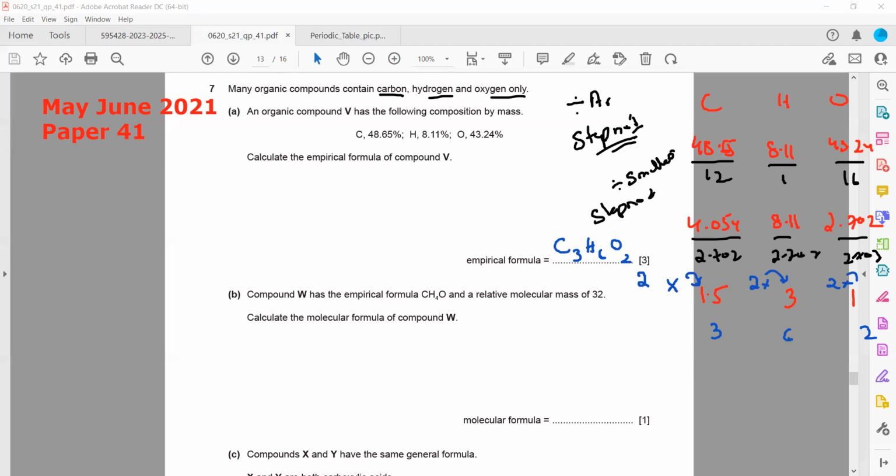Then the second part: compound W has an empirical formula CH4O, and the relative molecular mass is 32. What is the molecular formula? How to determine a molecular formula? The molecular formula equals empirical formula times n. And what is n here? n is the molecular mass divided by the empirical mass.